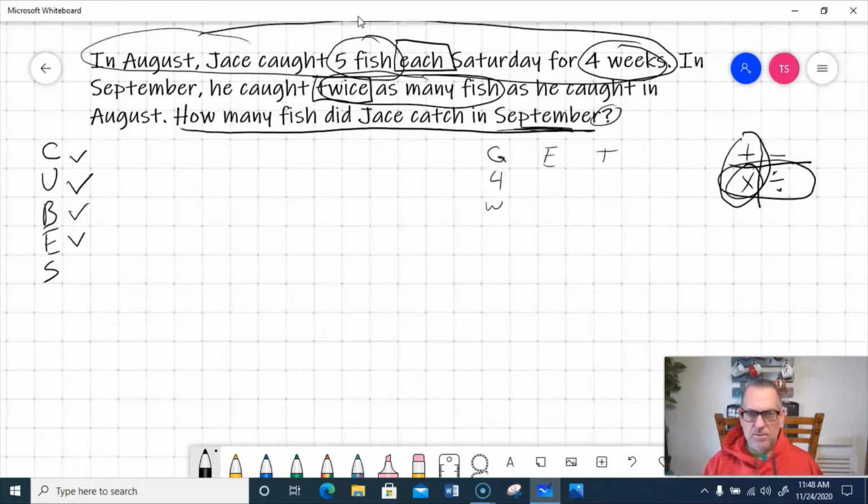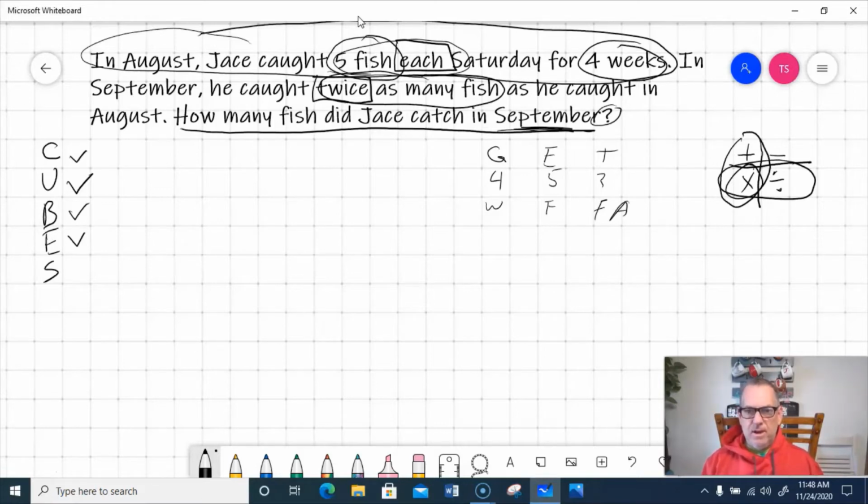Abbreviate that with a W. And right here it says 5 fish each Saturday, so my each is going to be my 5, and that's going to be my fish. What I'm trying to find out is the total. This is going to be the total amount of fish he caught in August.